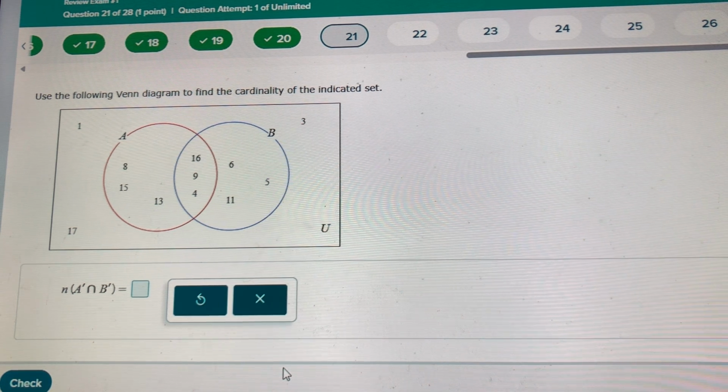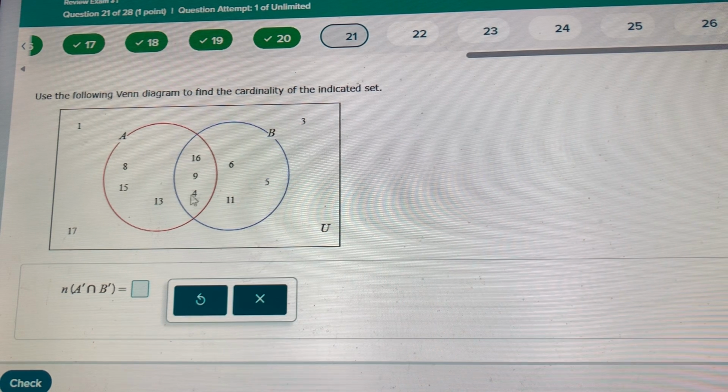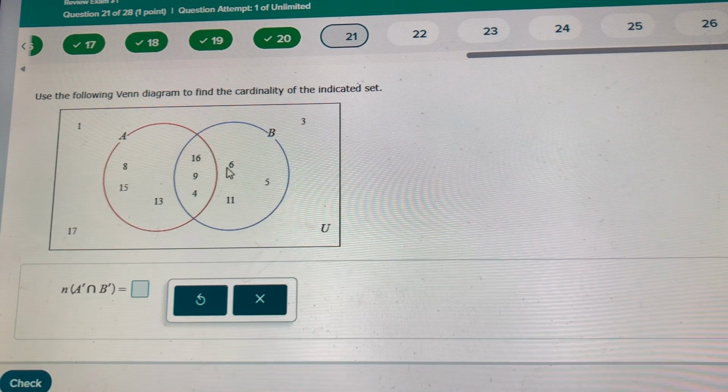Okay, now we're up to Venn diagrams. So first of all, it could be list them or how many. This little n in front means how many. So if I cover up A, this little A apostrophe means cover up A. Don't look at this 8, 15, 13, 4, 9, or 16. Cover that up. A goes all the way around the red circle. Cover this all up with your hand. And what do you still see? You would see this 1, this 17, this 3, and you would see the 6, the 11, and the 5.